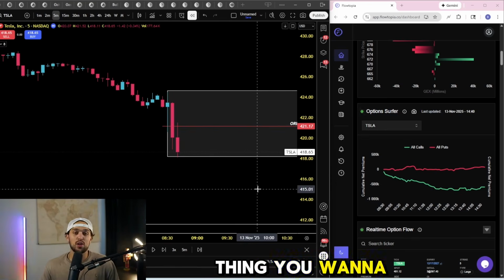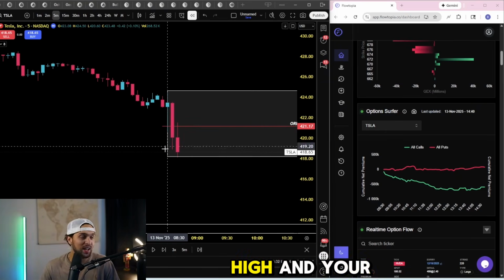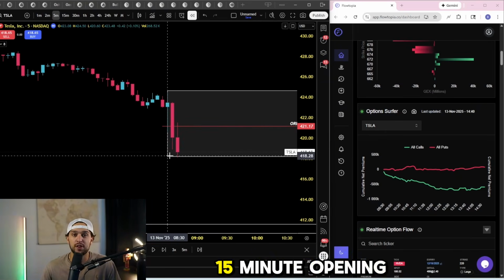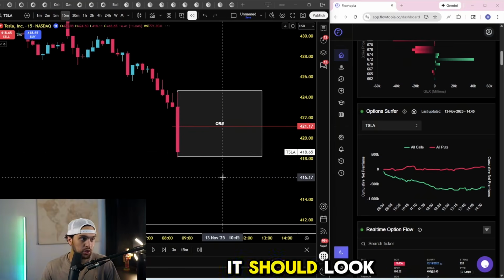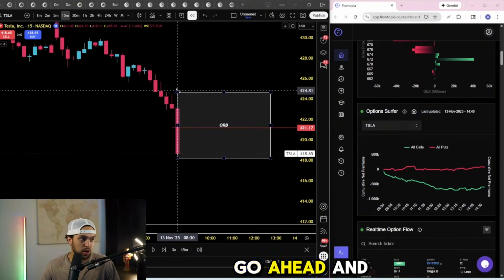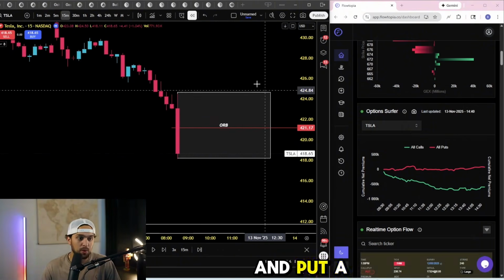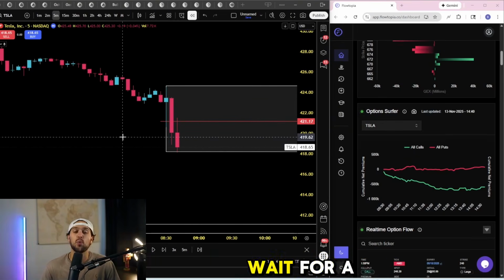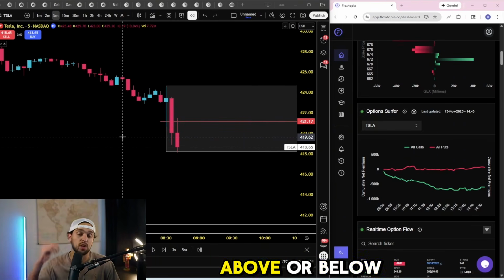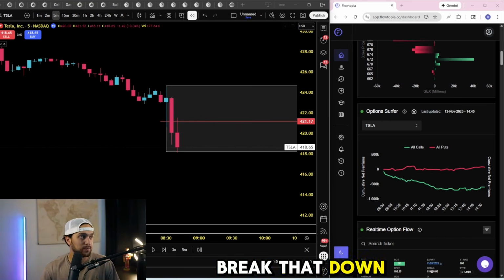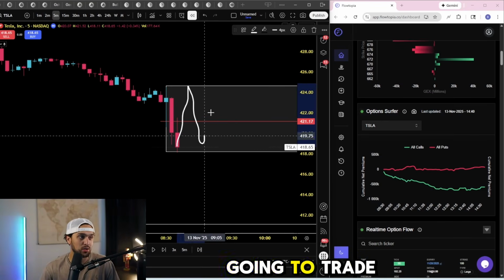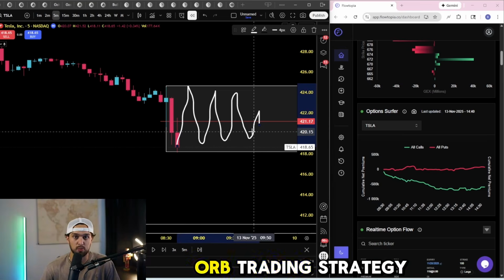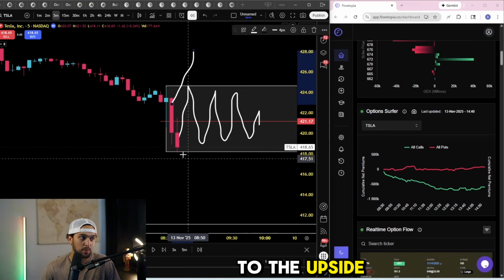All right, so the first thing you want to do: the market is open. You want to wait 15 minutes after the market has opened and mark your high and your low. This is going to be your 15-minute opening range. It should look something like this, where you mark the high, mark the low, and put a box around it right here. Now, after you have your 15-minute opening range, we're going to wait for a 15-minute candle close above or below. Let me break that down. We're not necessarily going to trade this mess right here with the W orb trading strategy. We're going to look for a breakout to the upside or downside.